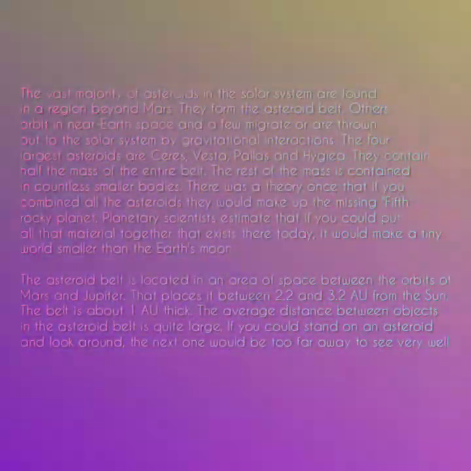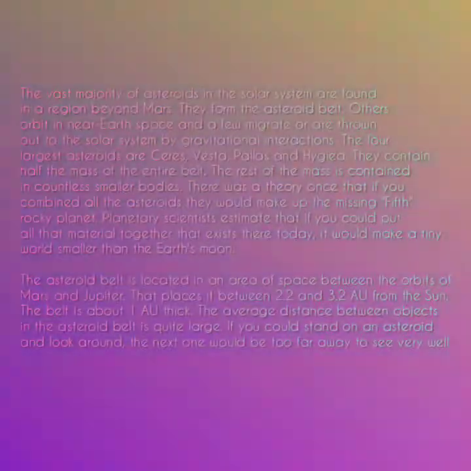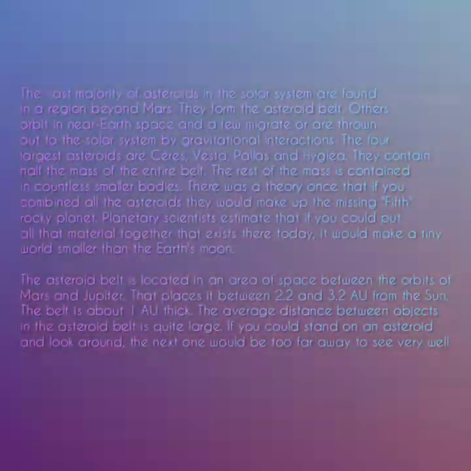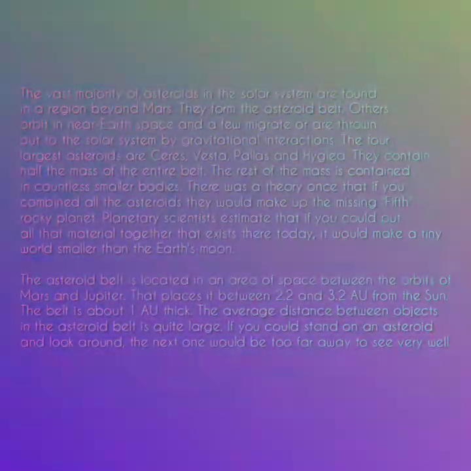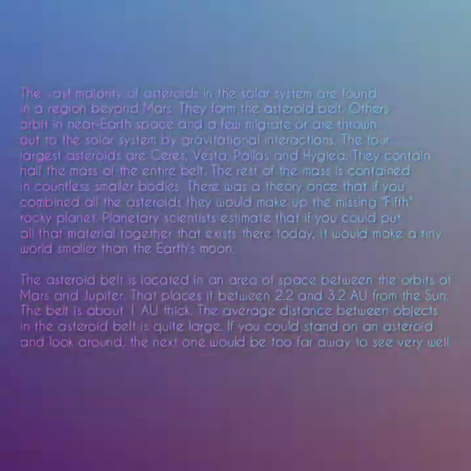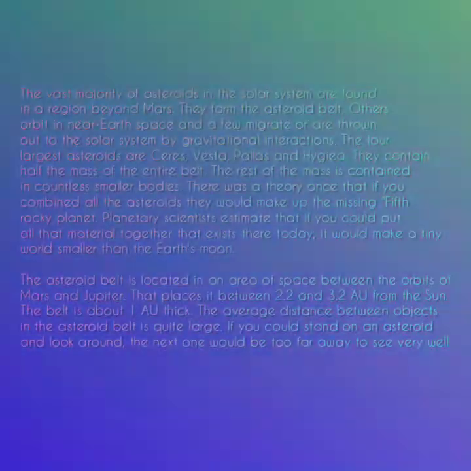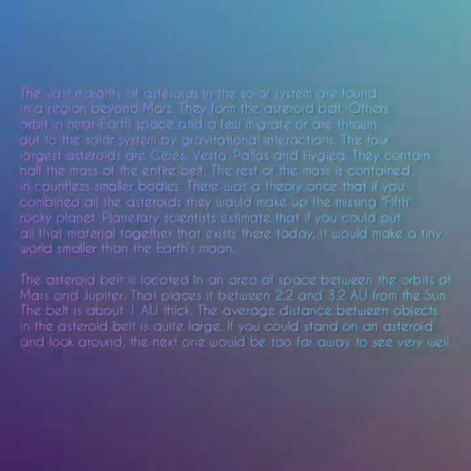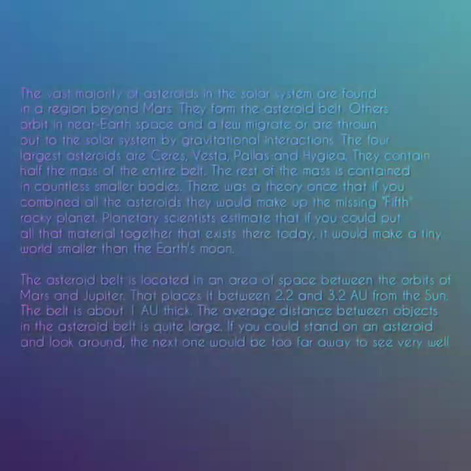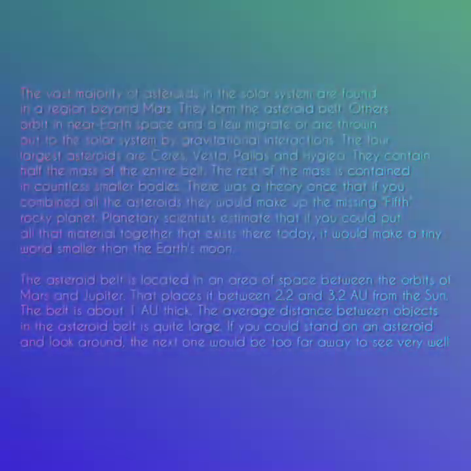There was a theory once that if you combined all the asteroids, they would make up the missing fifth rocky planet. Planetary scientists estimate that if you could put all that material together that exists there today, it would make a tiny world smaller than the Earth's moon. The asteroid belt is located in an area of space between the orbits of Mars and Jupiter. That places it between 2.2 and 3.2 AU from the Sun. The belt is about 1 AU thick. The average distance between objects in the asteroid belt is quite large. If you could stand on an asteroid and look around, the next one would be too far away to see very well.